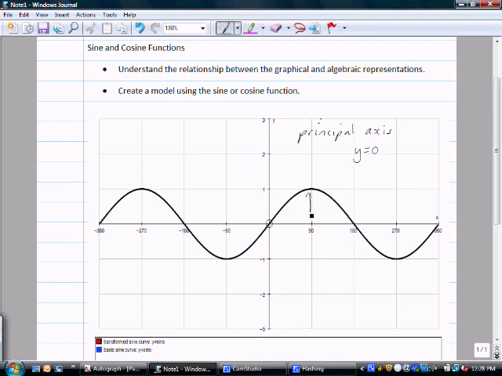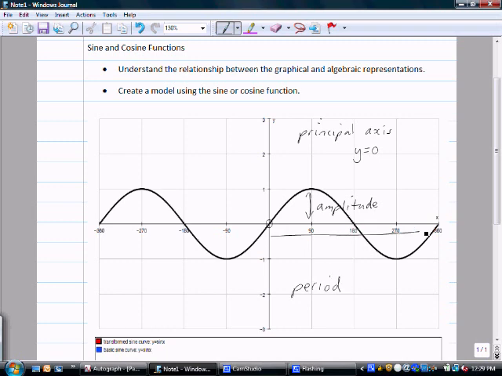The next thing we need to be aware of is the amplitude. And this is the distance between the highest point and the principal axis. It's also, of course, because of the symmetry, the distance between the lowest point and the principal axis. Or, if you prefer, it's half the distance between the maximum and minimum values. So that's amplitude. And the third thing we need to understand is the period.